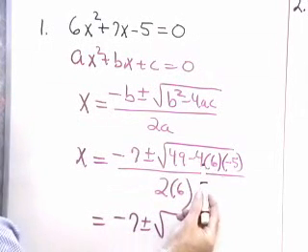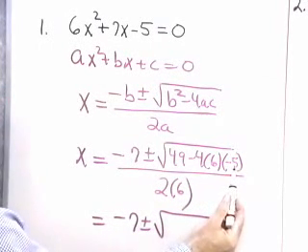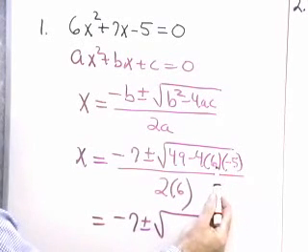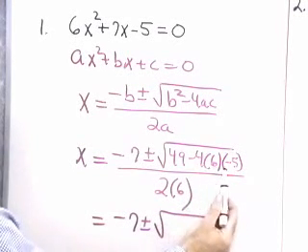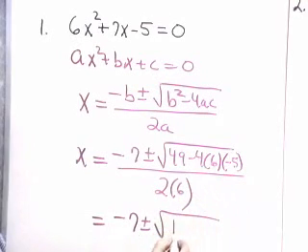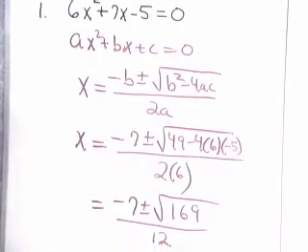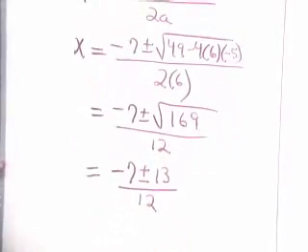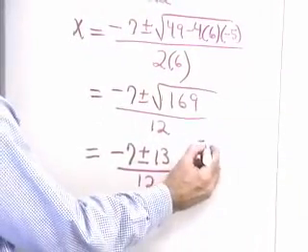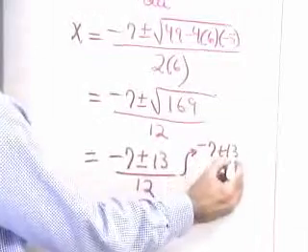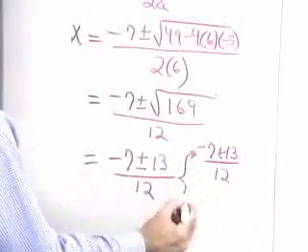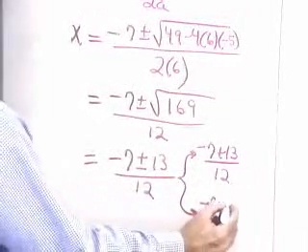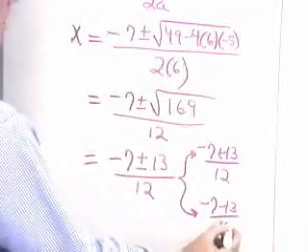Square root of, let's see, 4 times 5 is 20, times 6 is 120, and that'll be positive, plus 49 is 169, all over 12. I continue to simplify. Negative 7 plus or minus 13, all divided by 12. That gives me two solutions. One is negative 7 plus 13 over 12, and the other one is negative 7 minus 13 over 12.